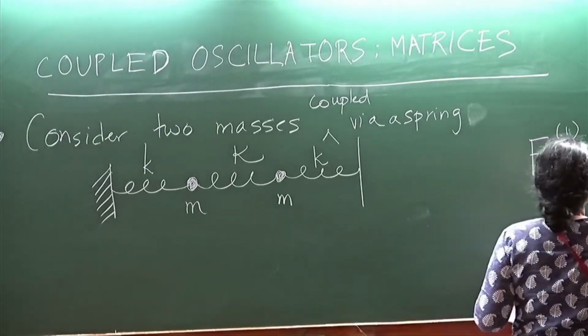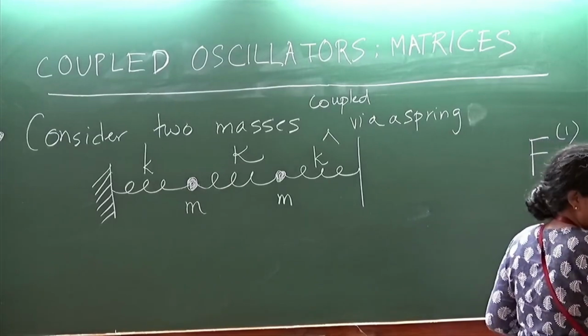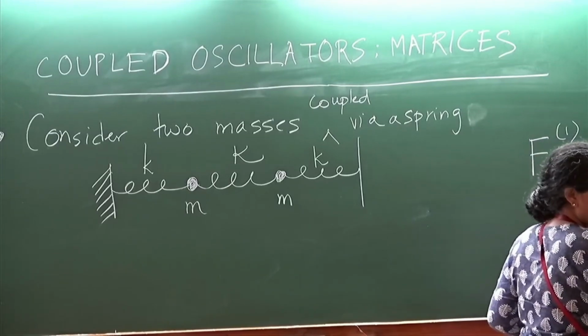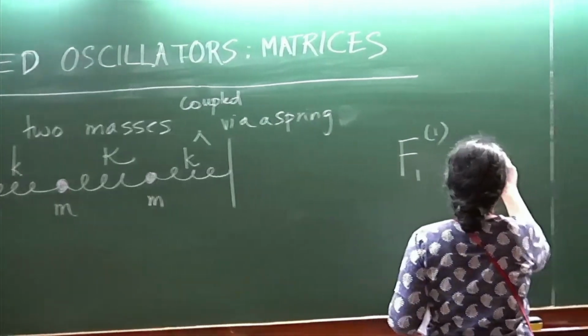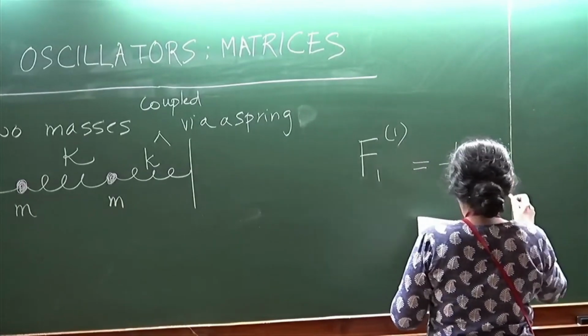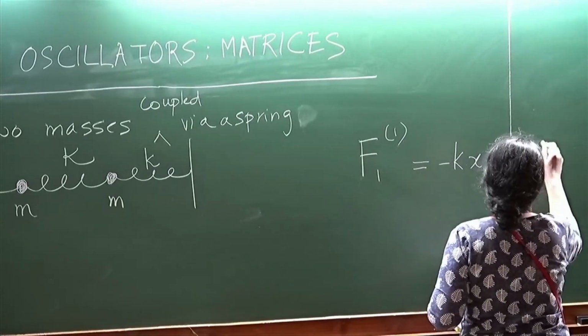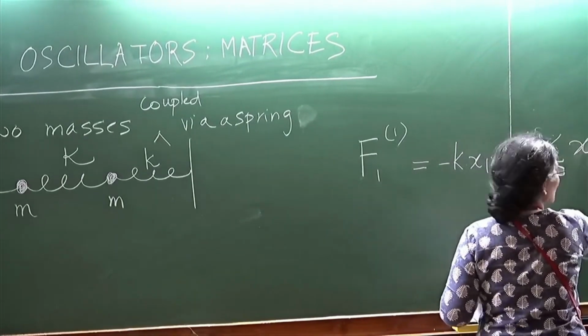And that is clearly, what is it going to be? Minus kx1. And in addition, there is a minus kappa x1, right?